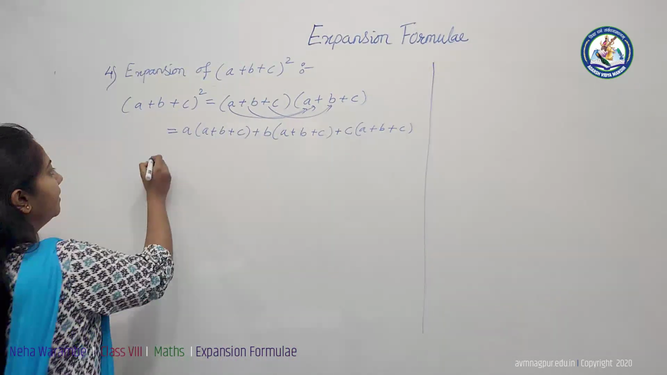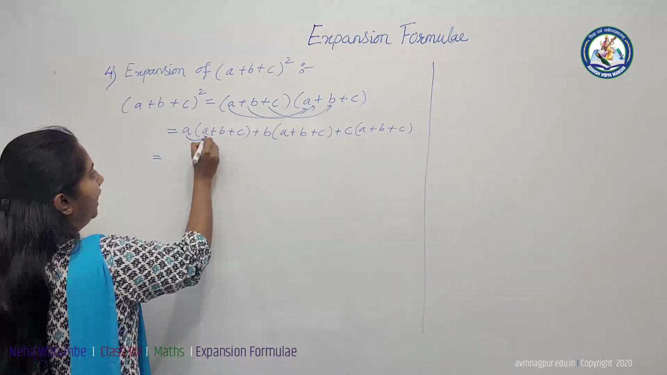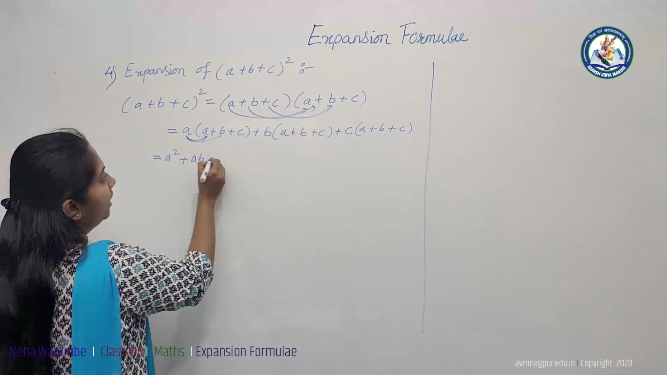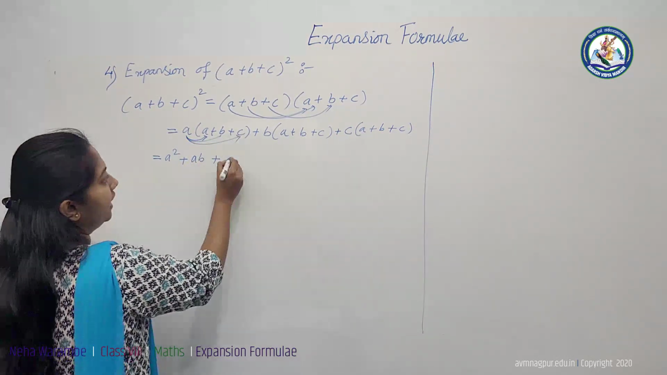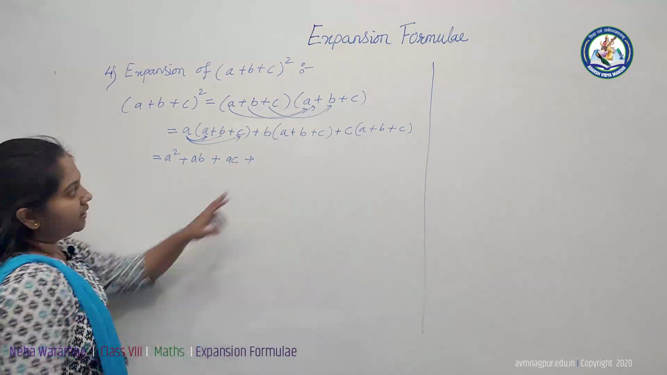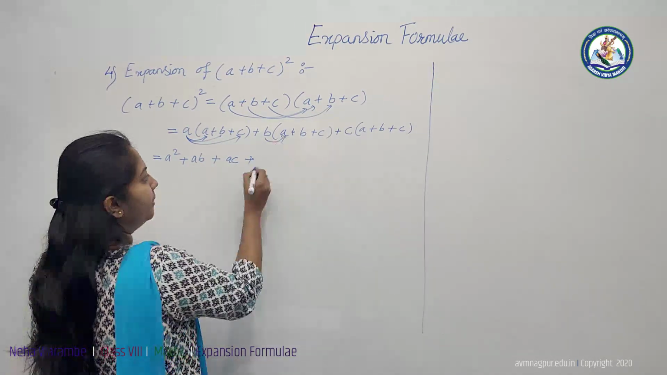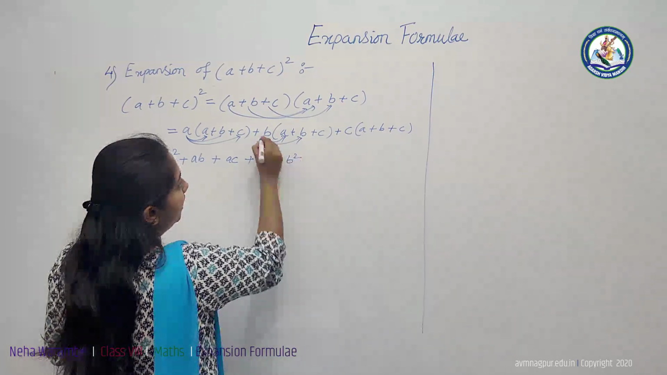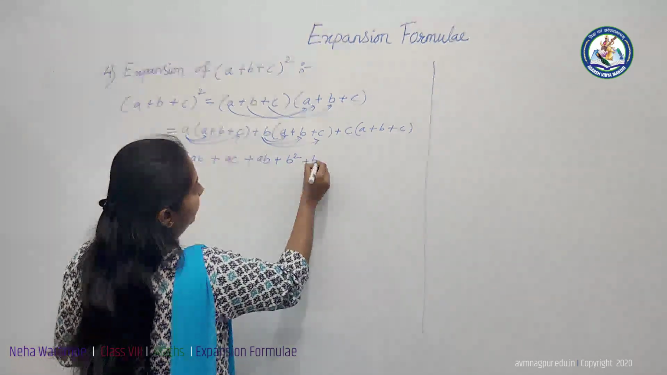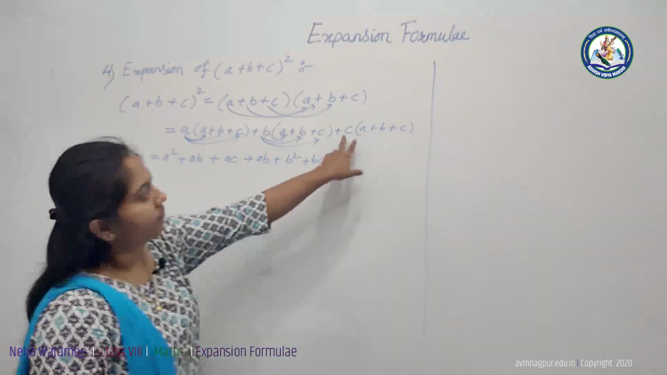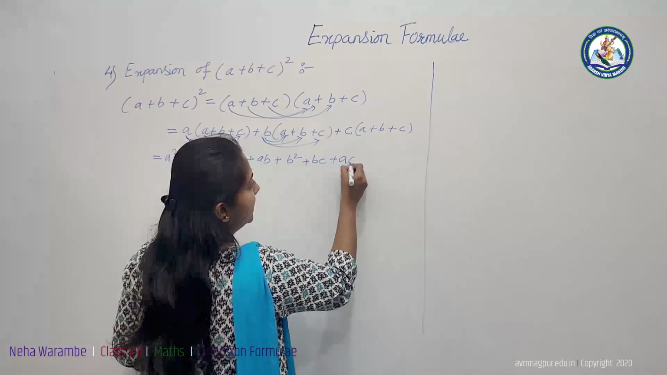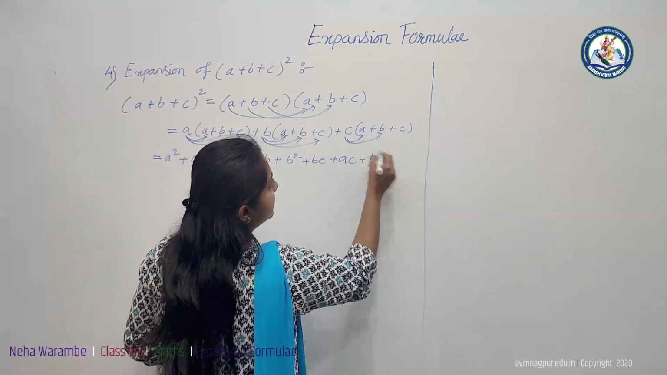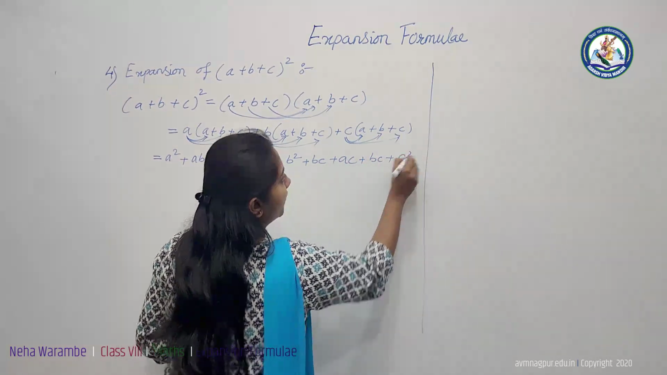Now multiply this: a into a is a square, plus a into b is ab, plus a into c is ac. Then this b into a can be written as ab, b into b is b square, b into c is bc. Then c into a can be written as ac, c into b is bc, plus c into c is c square.